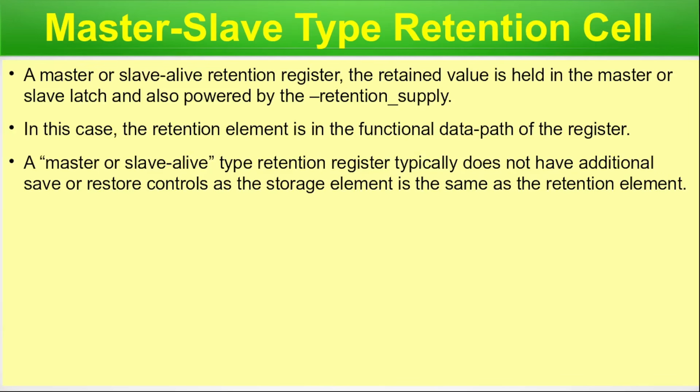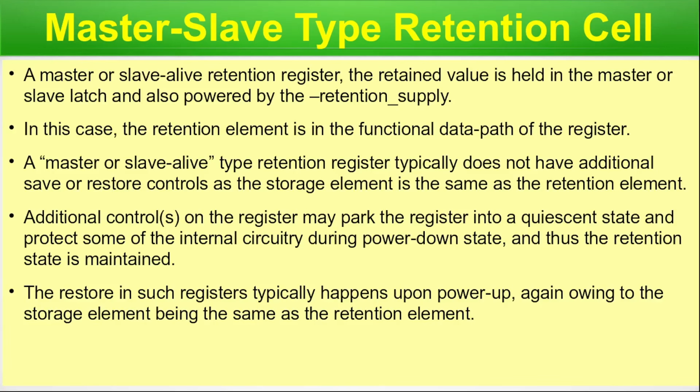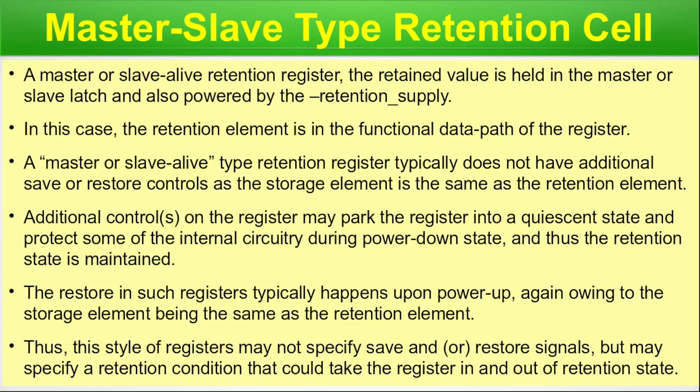Remember this. A master-slave alive type retention register typically does not have additional save or restore controls, as the storage element is the same as the retention element. Additional controls on the register may put the register into a quiescent state and protect some of the internal circuitry during the power down state, and thus the retention state is maintained. The restore in such registers typically happens upon power up, again owing to the storage element being the same as the retention element. Thus, this style of registers may not specify save and or restore signals, but may specify a retention condition that could take the register in and out of a retention state.